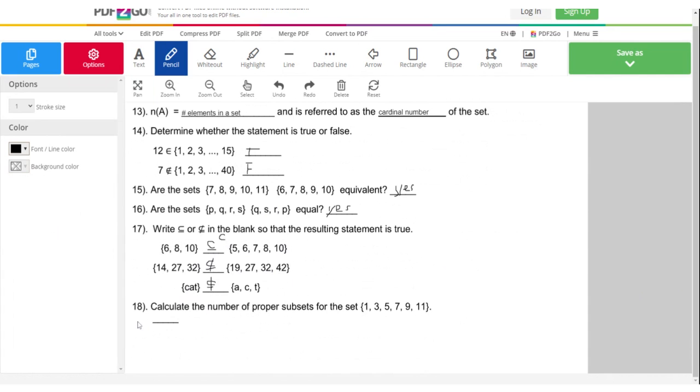Remember how to do the number of subsets? There's that formula. All right, and then 2 to the n minus 1 is the number of proper subsets, because you're going to take out that one that's equal.